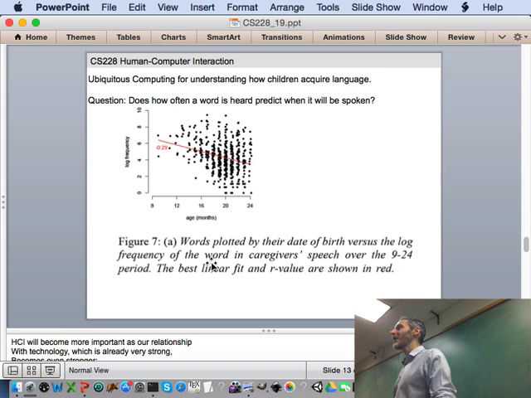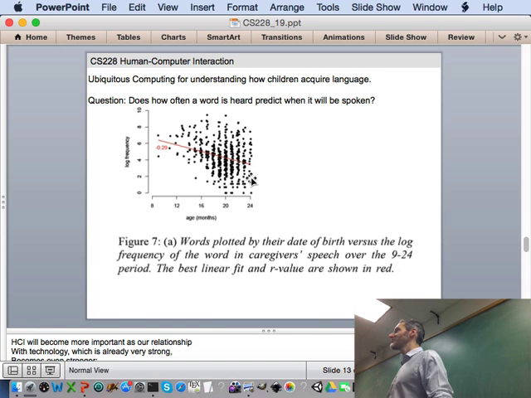You can see that there is a red line fit to this, with a negative 0.29. This is the R value, or the correlation. We saw correlations and anti-correlations last week. So there's an anti-correlation here, which means what? The more the word is spoken by the caregivers, the quicker the infant learns the word.